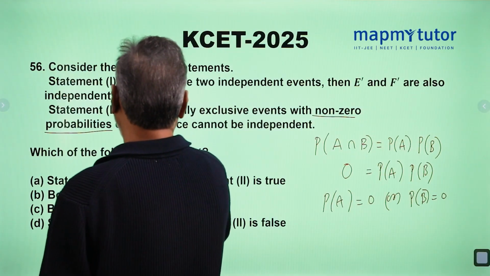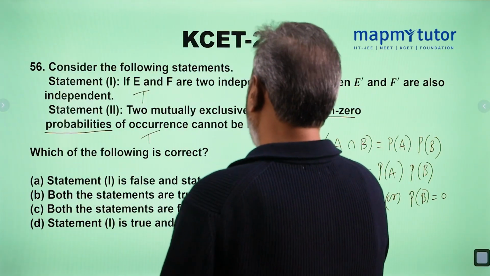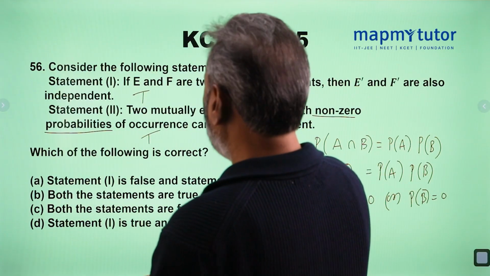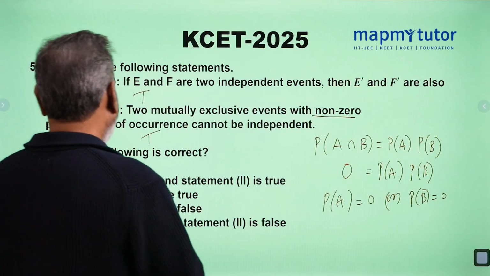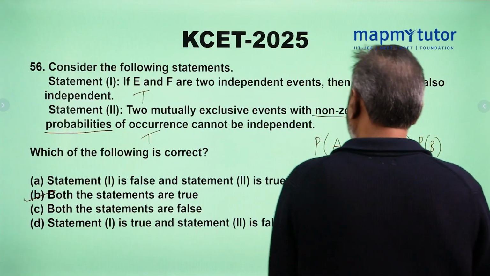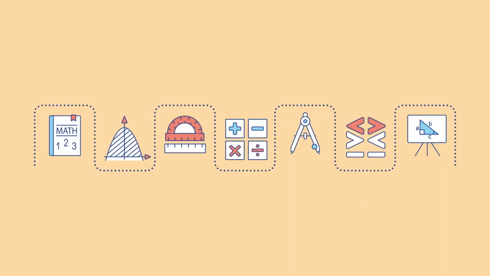Therefore, it is true again. And hence, both are true. Statement 1 is true. Statement 2 is also true. And therefore, option B, both the statements are true. Easy.